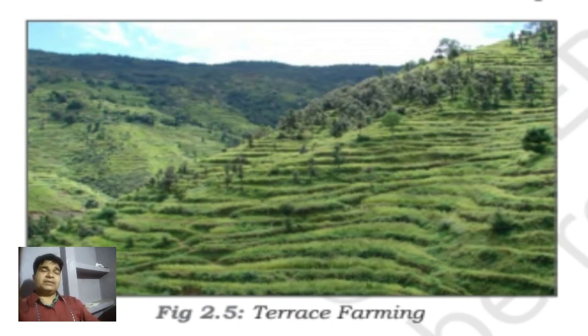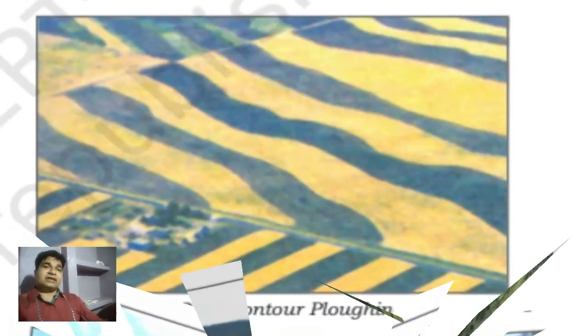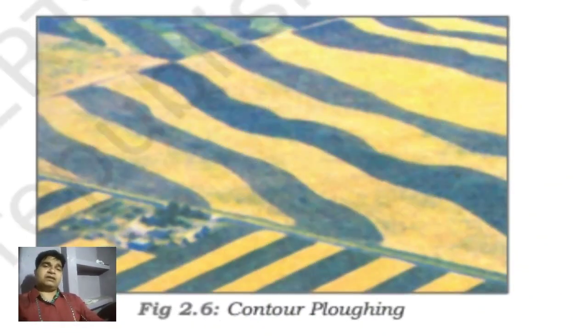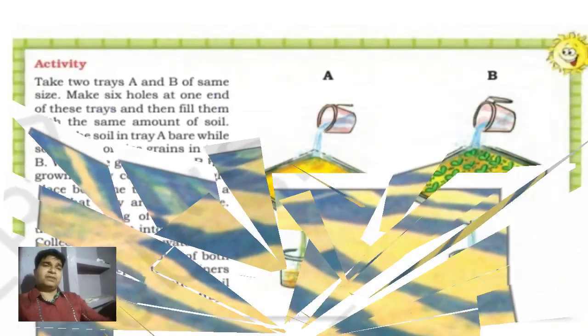Now you can see some pictures. One picture is of terrace farming. You are cutting the mountains and then you are doing the farming. So this is the example of terrace farming. Another example, contour farming. You are just making some small boundaries at the corner, contour plowing.